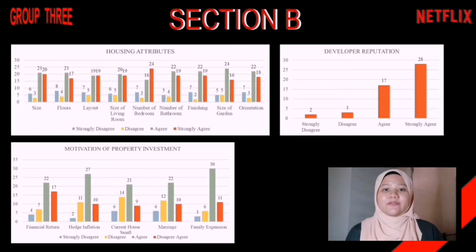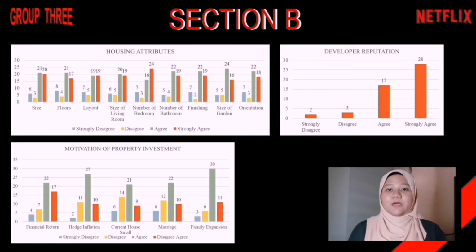The next graph is about developer reputation. We can see that most respondents strongly agree with developer reputation as a factor that affects their housing preference. It is because a reputable developer can convince them to deal with that developer and prevent them from being cheated.